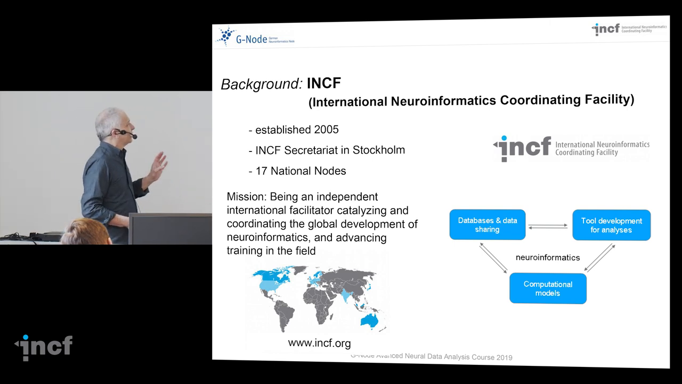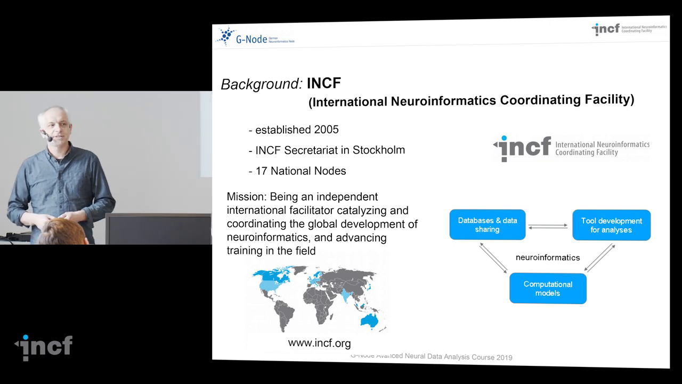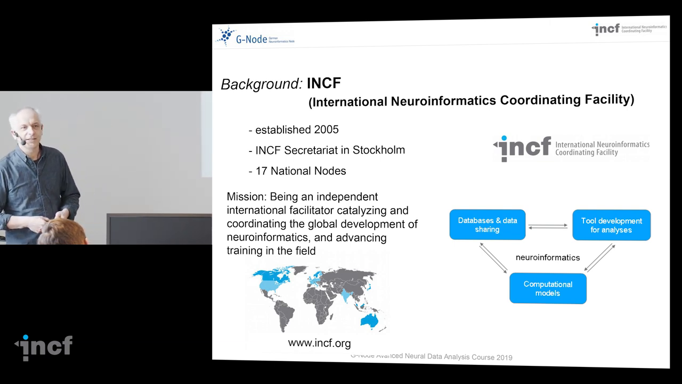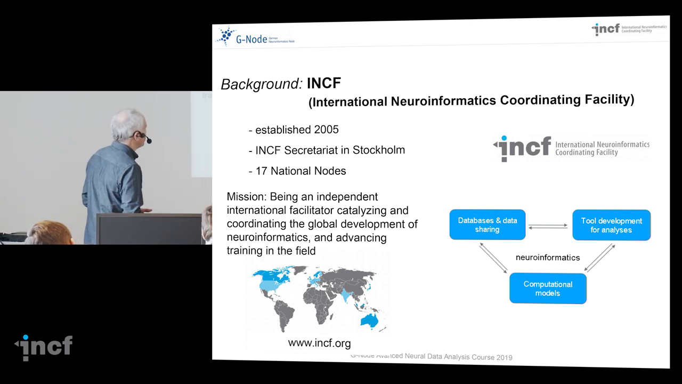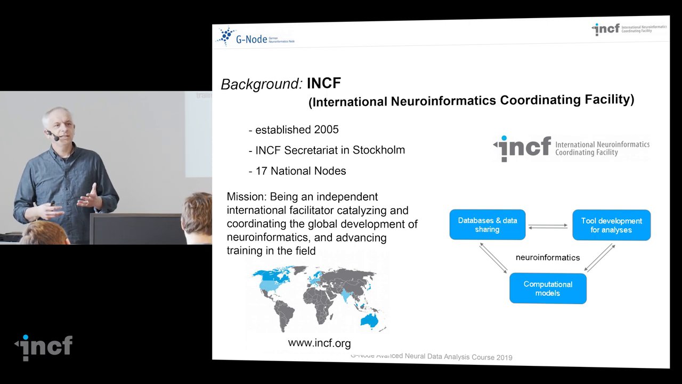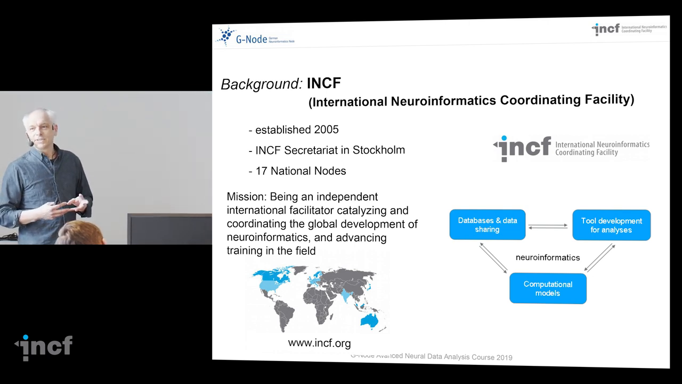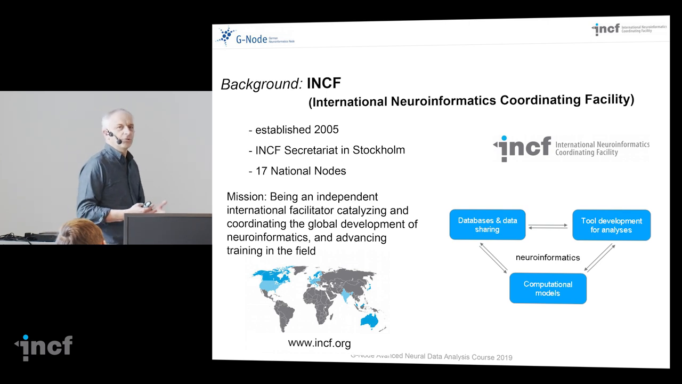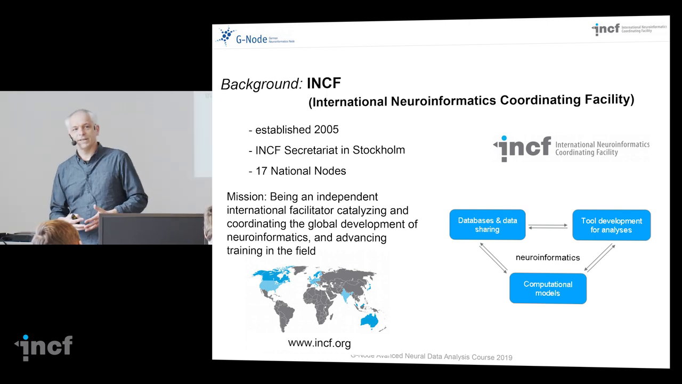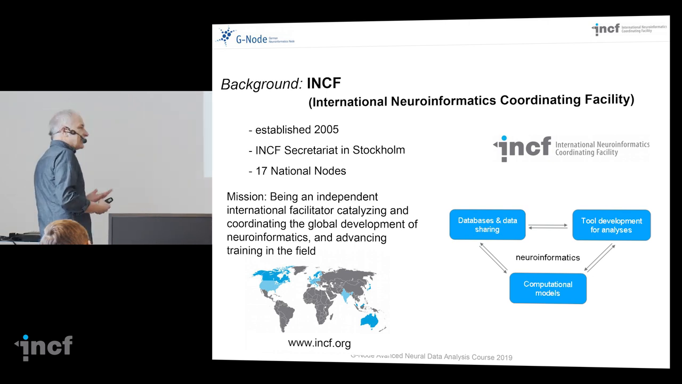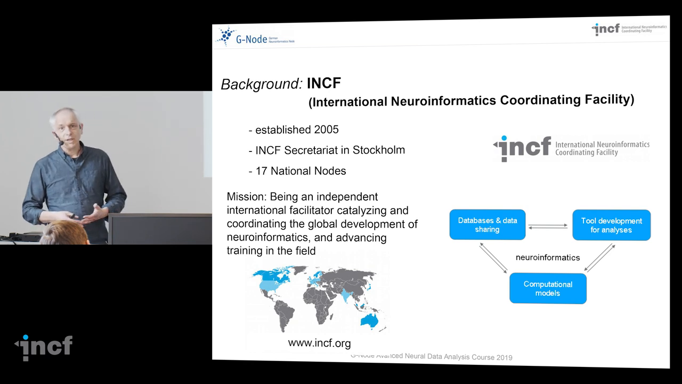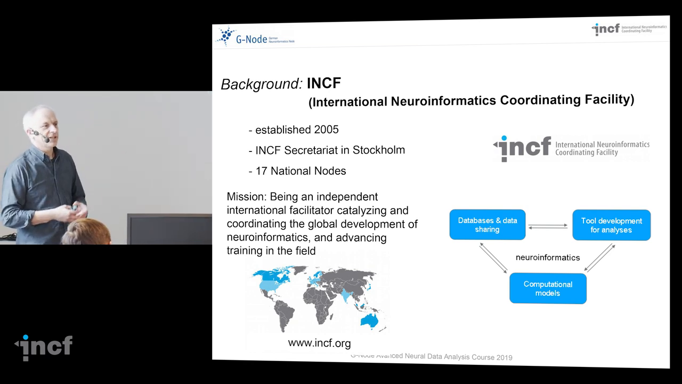So GNode is part of the INCF network. So the INCF is the International Neuroinformatics Coordinating Facility, which is an international organization that came out of the OECD Open Science Forum that was held in the late 90s, early 2000s. And there were working groups on neuroinformatics which recommended establishing an organization to coordinate neuroinformatics globally. And this led to the INCF being established in 2005. And INCF is a globally acting organization, but it has a central secretariat in Stockholm.